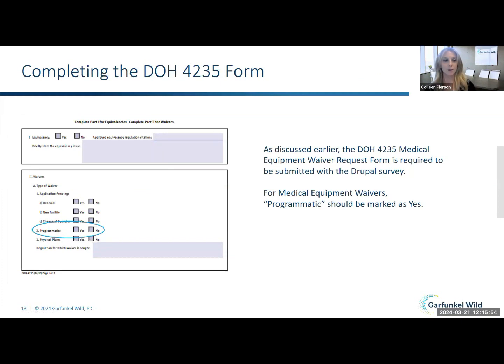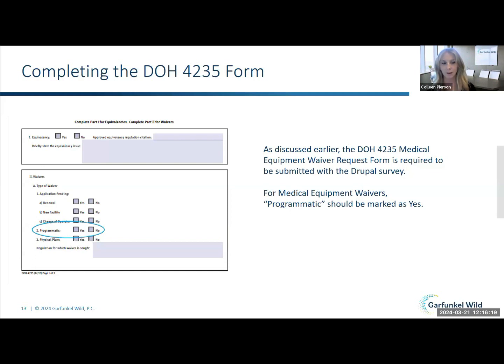So another big part of the application that providers seem to be doing incorrectly that is holding up their requests is selecting the type of waiver. So the Department of Health has made clear that when you submit your 4235, that you select for medical equipment waiver requests that you are submitting a programmatic waiver.